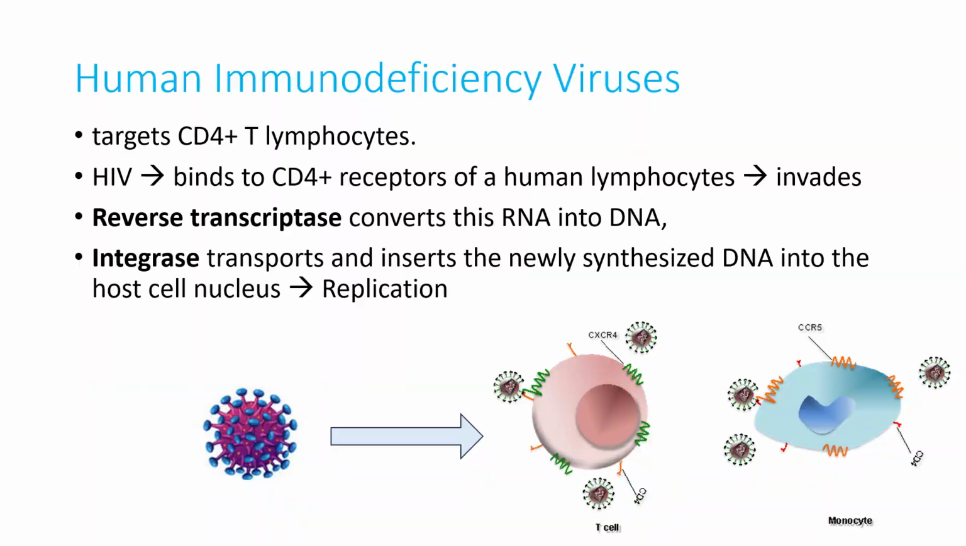So how do HIVs infect humans? Human immunodeficiency viruses target CD4 positive T lymphocytes. These viruses bind to CD4 plus receptors of a human lymphocyte, which it later invades. Reverse transcriptase converts the RNA into DNA, and another enzyme, your integrase, transports and inserts the newly synthesized DNA into the host cell nucleus, which triggers the replication of the virus.